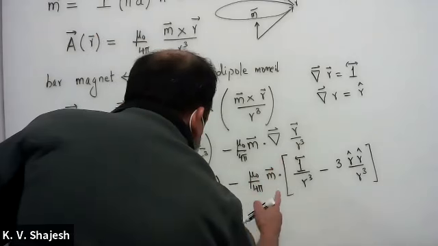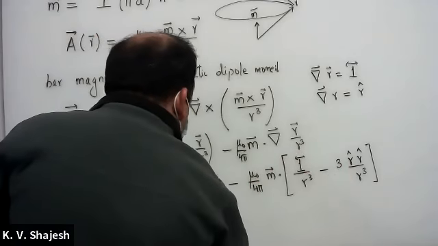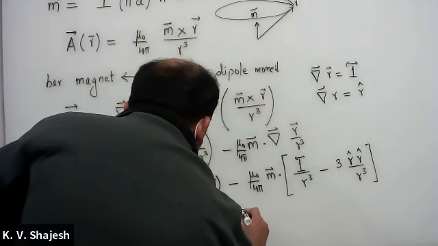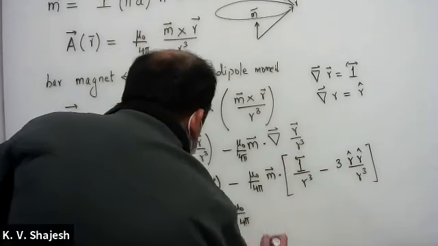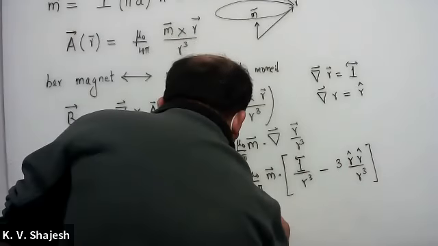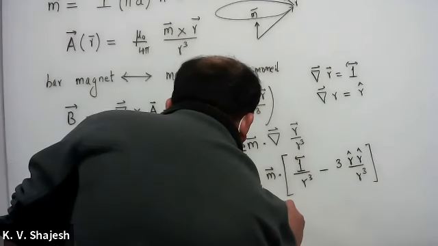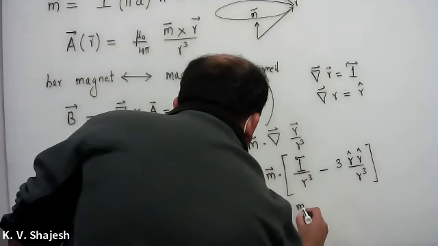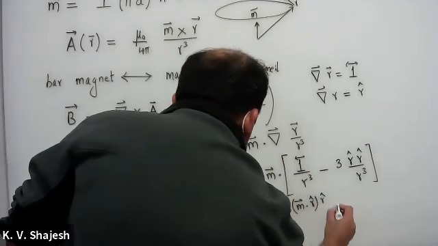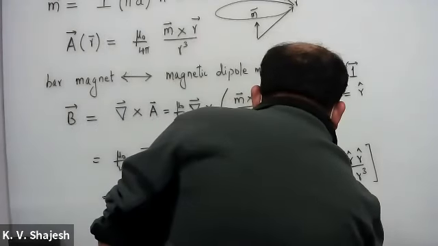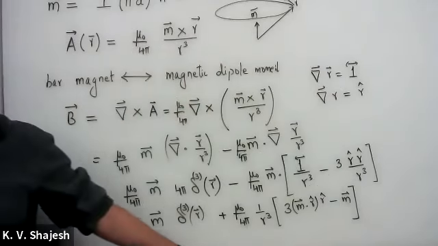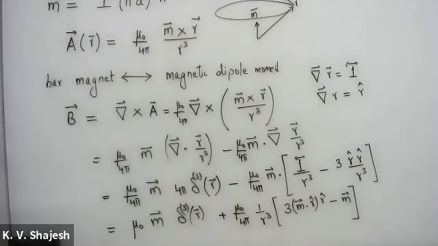So going ahead, let me take the minus sign in, and this is equal to plus mu naught over 4 pi, and let me pull out the 1 over r cubed, and this is 3 times that, and minus m. And this is a classic distribution of a dipole.